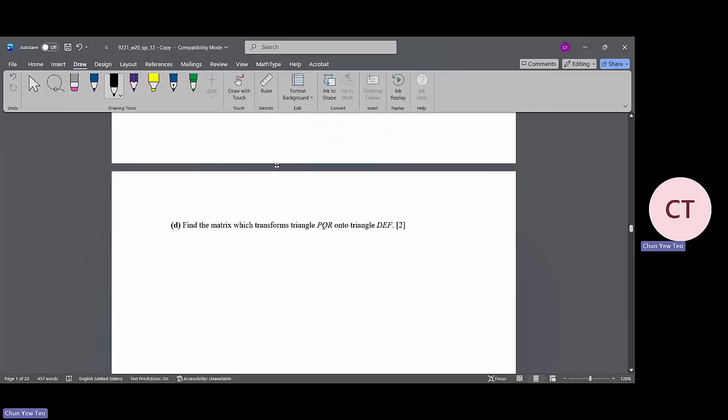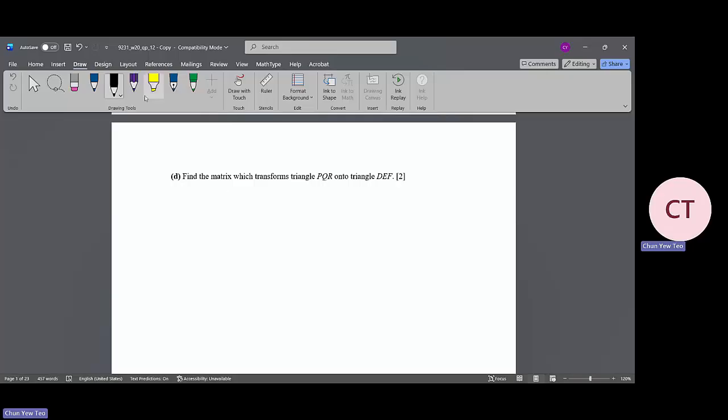Now we move on to part D. Find the matrix which transforms PQR onto DEF. This is the image and this is the object. You are looking for the image going to the object. Just now, object going to image is AB, so this one will be the AB inverse. The AB we already found just now as root 3 over 2, a half, a half, and negative root 3 over 2.